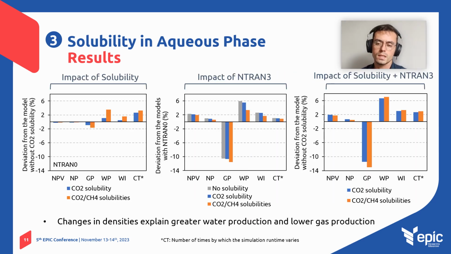So in this slide, we can compare the impact of solubility and neutron 3, and we see that the impact of neutron 3 is much more substantial. When we consider both of them, the impact of neutron 3 prevails. And also we observe in the first figure that solubility decreases gas production and increases water production, and this deviation could be explained by changes in densities. As we now have CO2 in the liquid phase, in the water phase, then we have a denser phase.